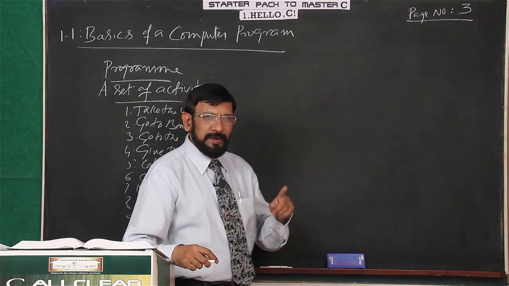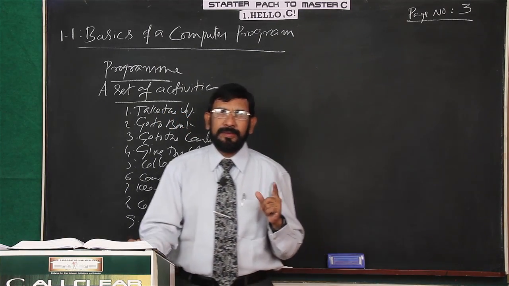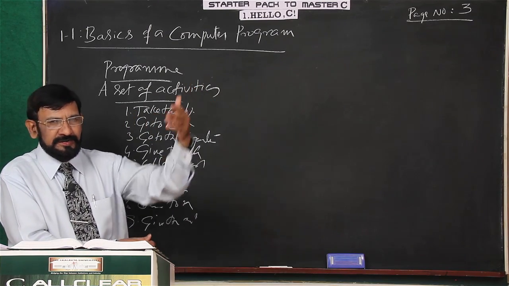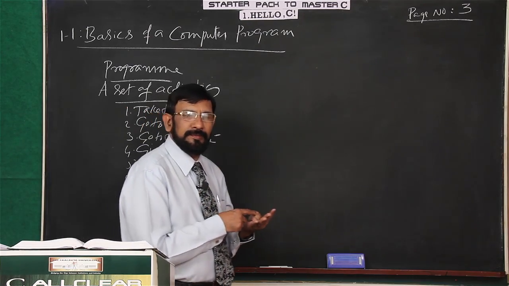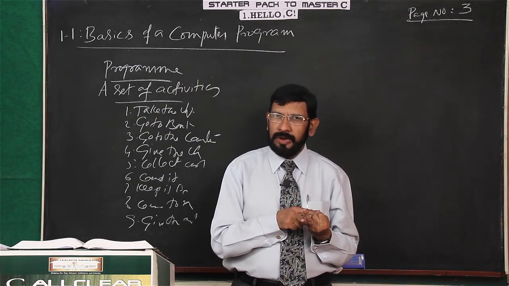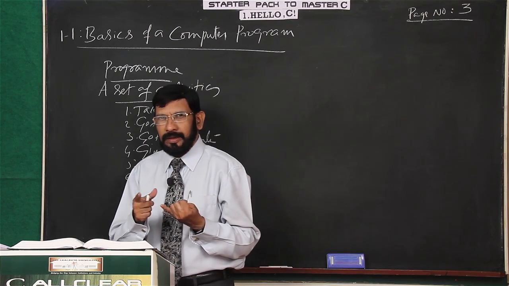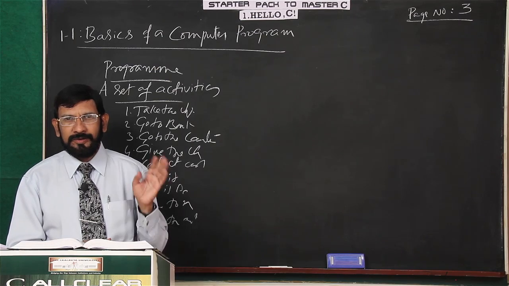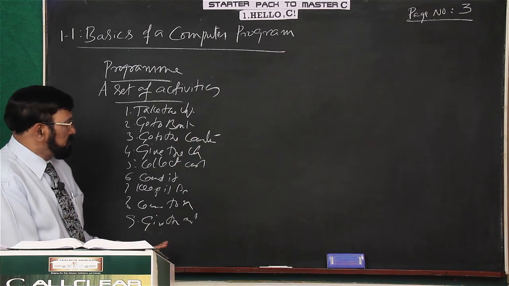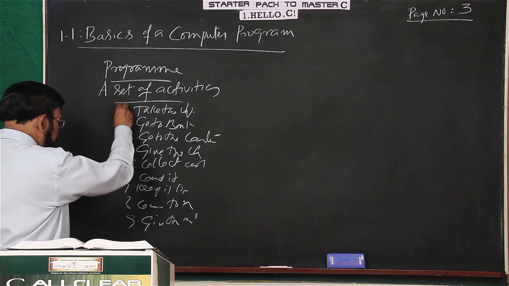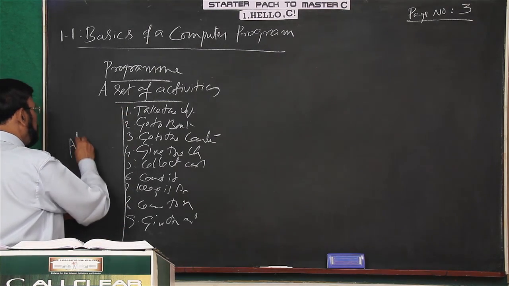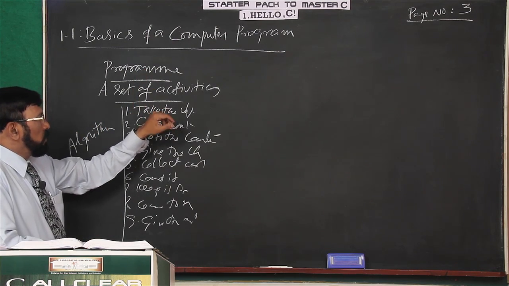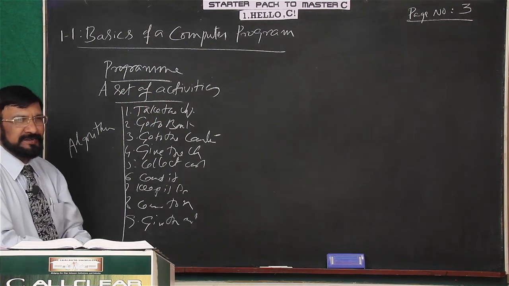Now, you have given one instruction to your assistant. In turn, your assistant analyzed it and implemented 9 steps sequentially. Take the check, go to the bank, go to the counter, give the check, collect cash, count it, keep it safe, come to me and give the amount. Now the program is implemented. Technically, all these steps are called an algorithm. This is a program. A program is a set of instructions.